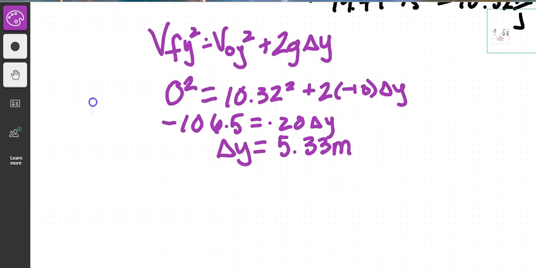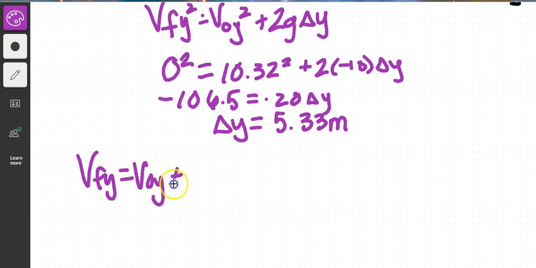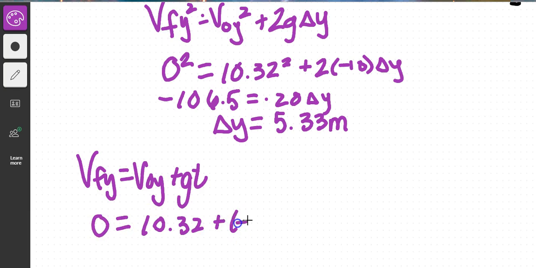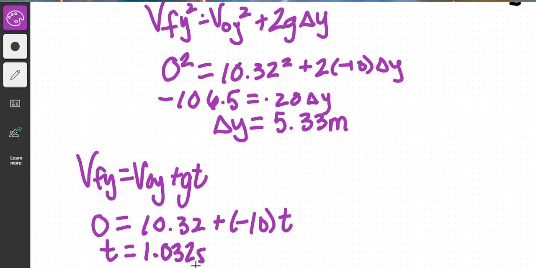Now, if we wanted to find the time way, which we need to find anyway for the next part of the equation, to find time, what we could do is v final y equal to v initial y plus gravity times time. So v final y is 0. V initial y, 10.32, plus gravity, negative 10, and then time. And that time is going to be 10.32 divided by 10, which is 1.032 seconds. And that's going to be the time up, which is the time y.